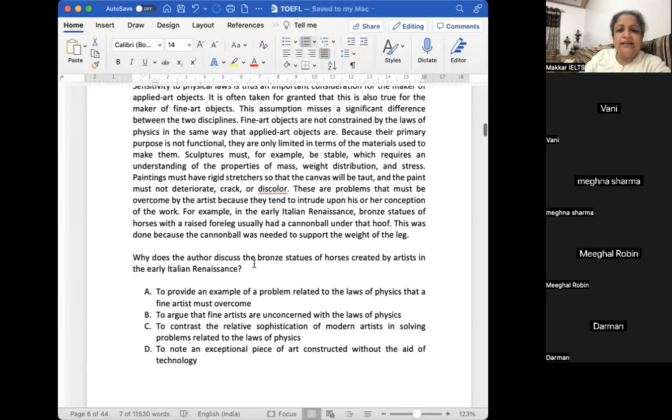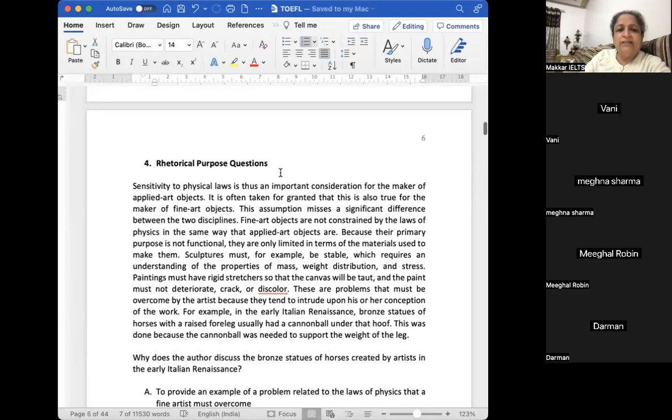Why does the author discuss the bronze statues of horses created by artists in the early Italian Renaissance? So author bronze statues horses के जो artist ने create करे हैं उनको क्यों discuss करता है early Italian Renaissance में? Now let us read this passage and you will get the answer from here and you will tell me which answer is it. But be attentive.